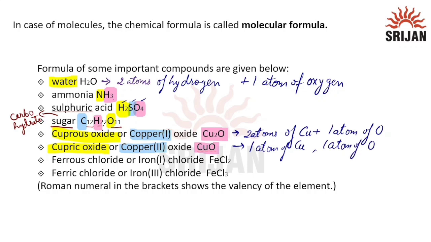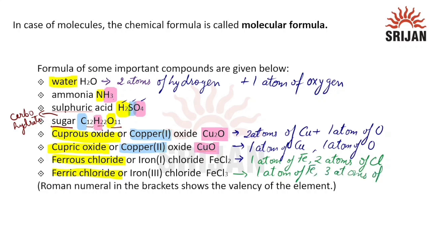Similarly, in the case of ferrous chloride and ferric chloride, in ferrous chloride, there are in total 3 atoms: one atom of iron and 2 atoms of chlorine. In ferric chloride, one atom of iron but 3 atoms of chlorine.